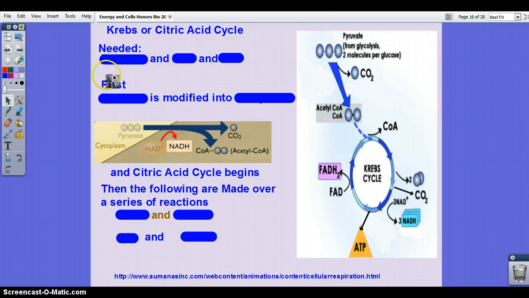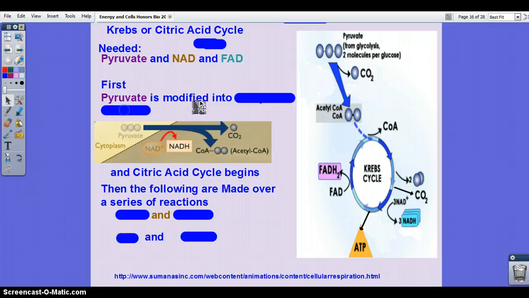Krebs cycle is also called the citric acid cycle. The original molecule needed is pyruvate. Here's a picture, which is what the product of glycolysis is. Remember, there's 2 to begin. We're also going to see a transformation of NAD and FAD. The first thing that happens is pyruvate is modified. Right here you see it's being processed into acetyl coenzyme A. This modification allows this molecule to enter the cycle, or the citric acid cycle. Also taking place right here, you'll see carbon dioxide is being released.